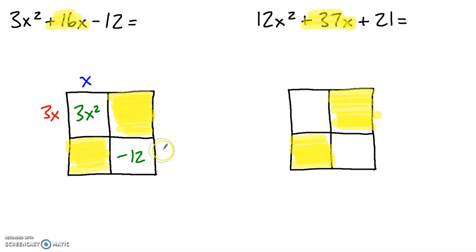I do still have some choices to make with my 12. It could be 1 and 12, 2 and 6, or 3 and 4. This is a little more complicated because what I need to find is positive 16, so you've got to be unafraid to do a little guess and check. I'll try 4 and 3. This would be 9x, and this would be 4x. I know the signs have to be different. That's not going to get me anywhere close to 16x, so let me try something else.